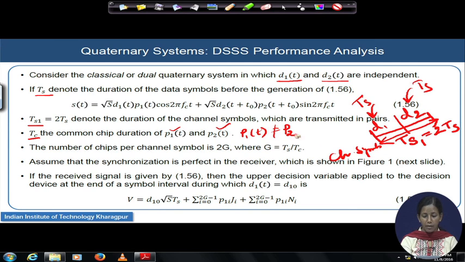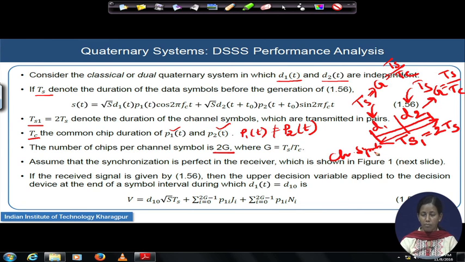We have given different codes for the modulation; there is a code keying also you can think of going on. The number of chips per channel symbol is now 2G, because G is the number of chips you are getting after spreading per symbol. So, G is given by TS by TC corresponding to D1. Also, there is another gain involved with respect to TS by TC related to D2.